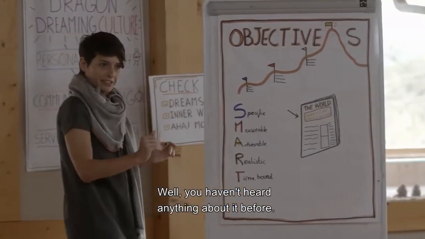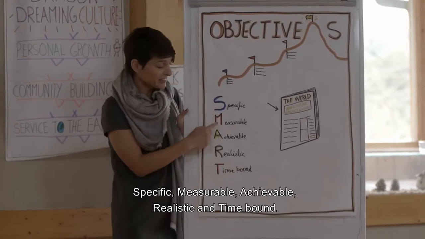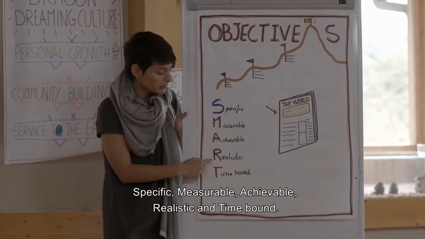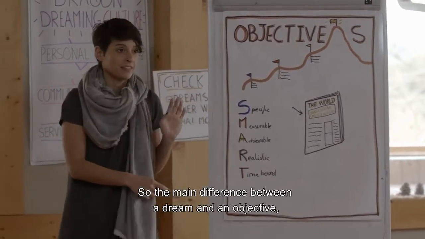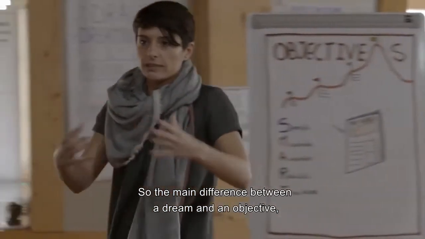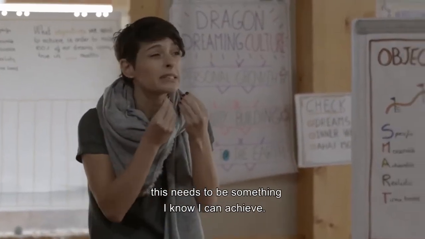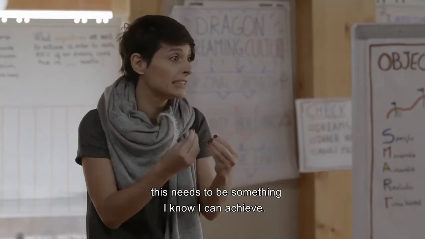So good that you have never heard about it. Basically, SMART stands for specific, measurable, achievable, realistic, and time-bound. The main difference between a dream and an objective is that this needs to be tangible. This needs to be something that I know that I can achieve.